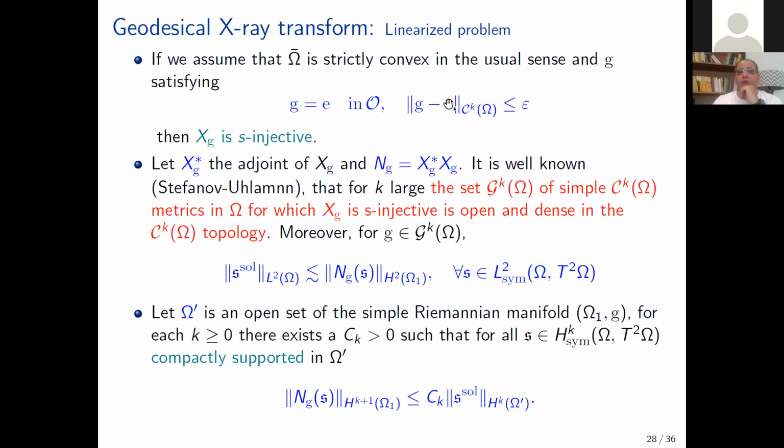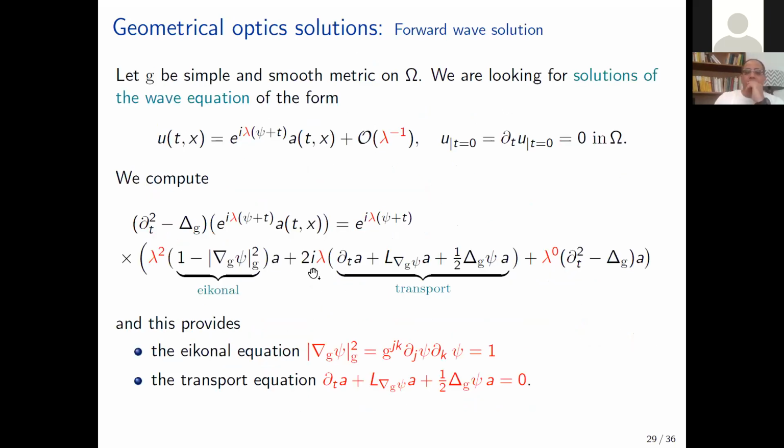So in our assumption, if we assume that g is close enough to the Euclidean one in C^k topology, then we can guarantee the S-injectivity of the X-ray transform. Moreover, if you consider the normal operator, which is the adjoint X-ray transform composed with the X-ray transform, we can prove some properties for this operator, which were given by Stefanov and Uhlmann. Okay, let me now move to the final step of the proof.